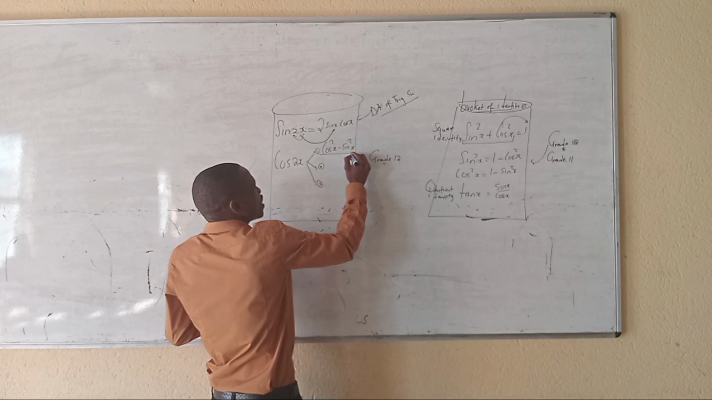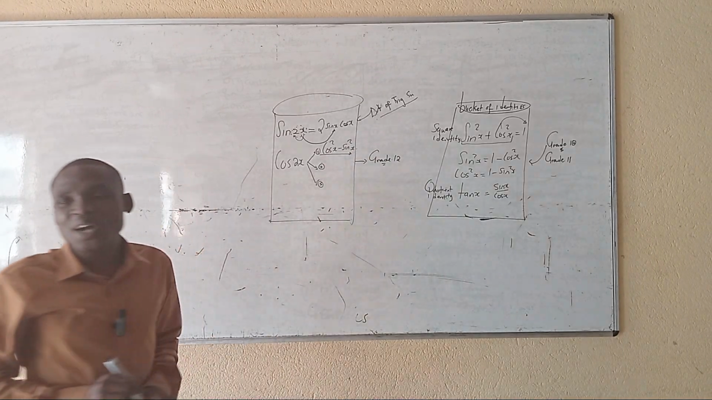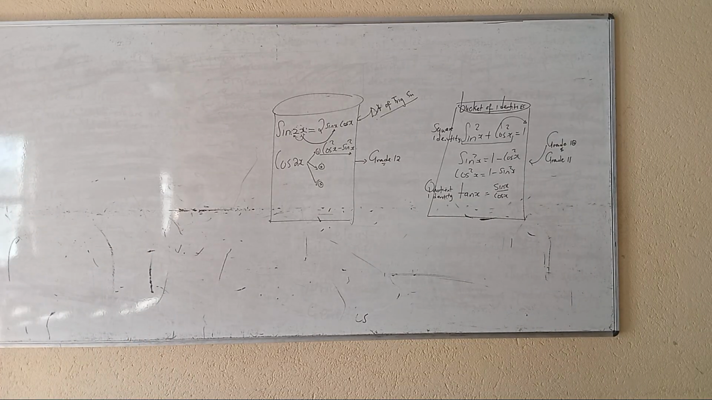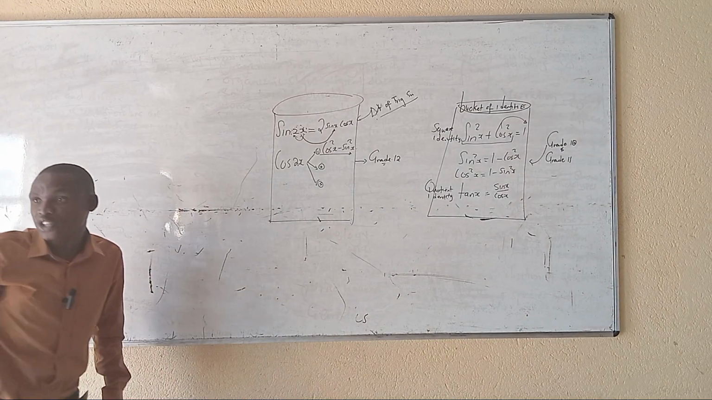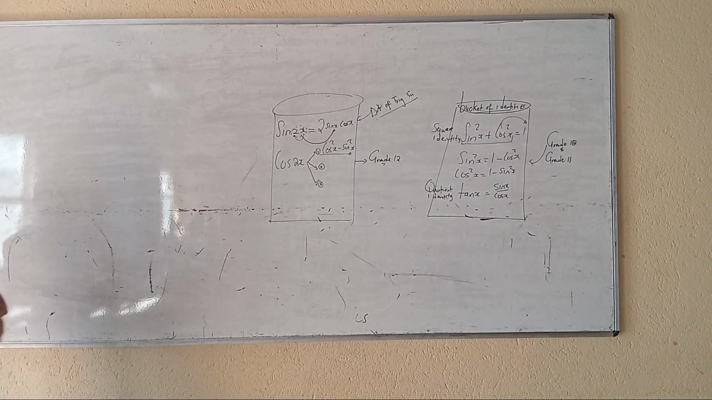Actually, during my grade 12, this is the only identity I was using. When I see cos 2x, I was substituting cos squared x minus sine squared x, and I will still get to the correct answer. This is a very powerful identity. Cos 2x is equivalent to cos squared x minus sine squared x. If you have to forget among these three, don't forget this one.